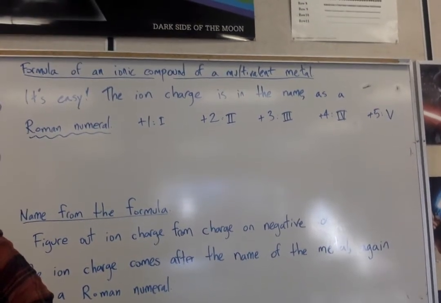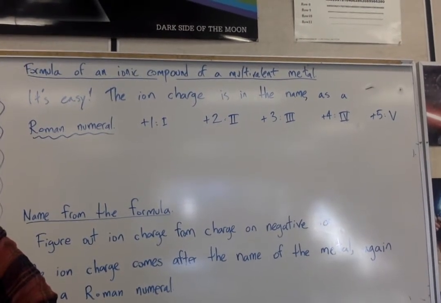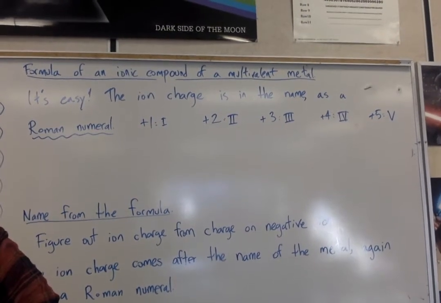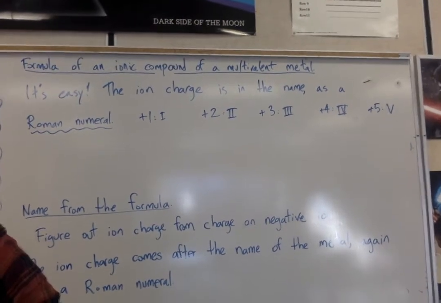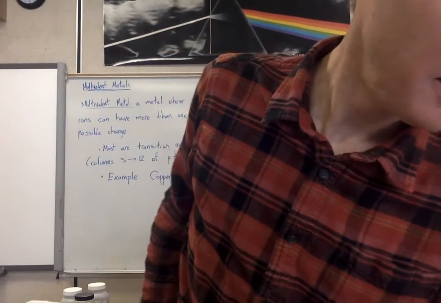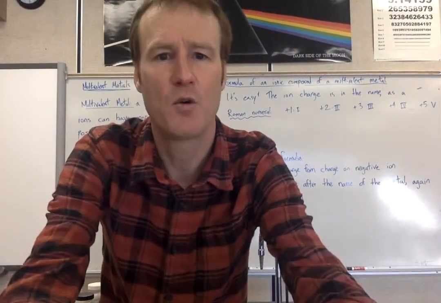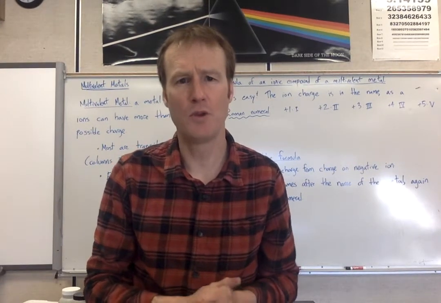Sodium chloride is a simple binary ionic compound where there's only one possible charge on the sodium. The problem is, if you don't know the charge on the sodium from the name, you have to go to the periodic table and find it. It actually is kind of easier giving the formula for the ionic compound with the multivalent metal, because it's all there. It gives you that ion charge. You don't have to go to the periodic table. The question is, in what form is it there? The answer is it's in the form of a Roman numeral.